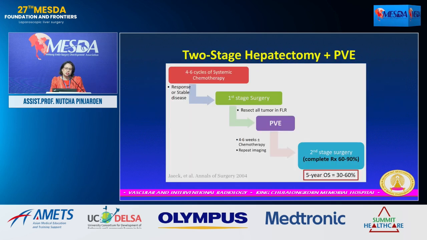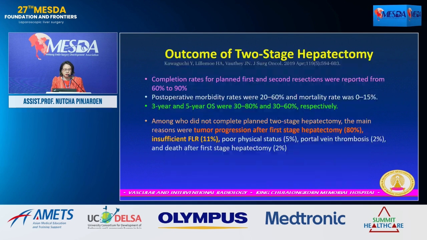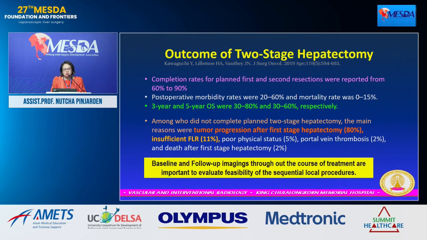You can see that this strategy can provide patient long-term survival, but not all the patients can follow through this strategy. Only around 60 to 90% can complete the second stage surgery. So if the patient has tumor progression along the way, maybe we cannot finish this treatment strategy. And the outcome, if the patient can undergo the two-stage hepatectomy, the 5-year survival is around 30 to 60%, which is very impressive for multiple colorectal liver metastasis.